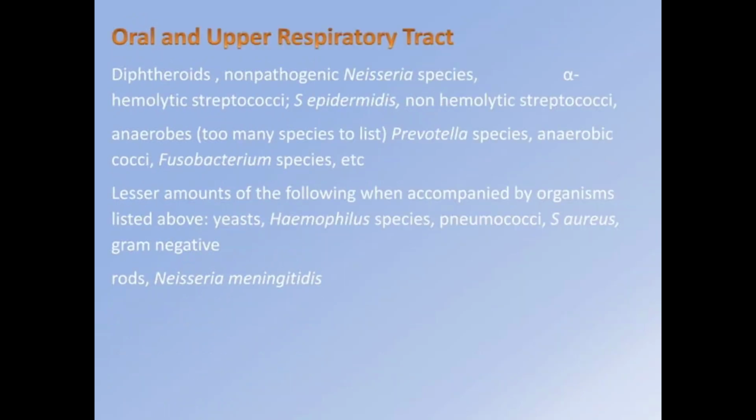Oral and upper respiratory tract: diphtheroids, non-pathogenic Neisseria species, hemolytic streptococci, Staphylococcus epidermidis, and non-hemolytic streptococci. Anaerobes, too many species to list. A larger amount of the following when accompanied by the organisms listed above: yeast, Haemophilus species, pneumococci, gram-negative rods, Neisseria.